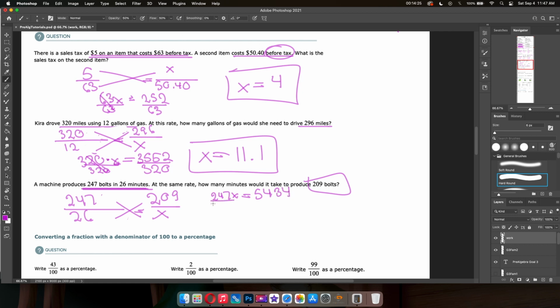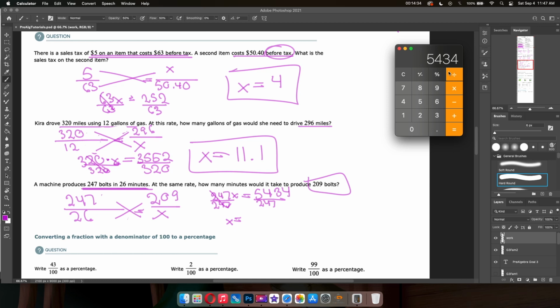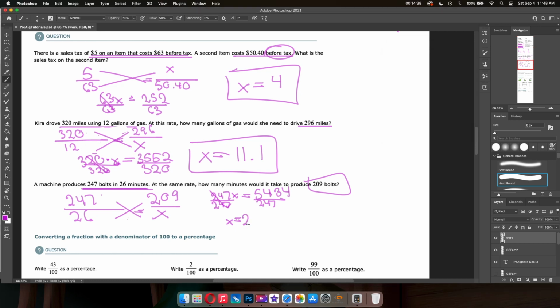5434. We're going to divide because we want the x by itself, 247. And now going to divide over here by 247 and get 22. See, I'm nervous now because I got 2 of these to be whole numbers and one of them was a decimal, and I wonder if I input something wrong in the calculator. Y'all can leave me a note in the comments whether I typed something wrong.